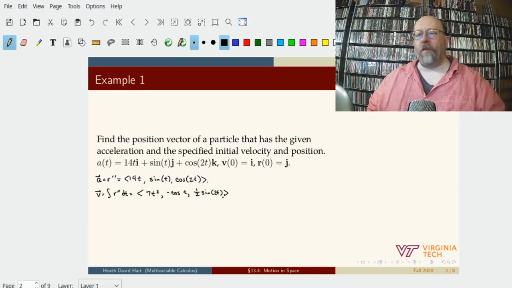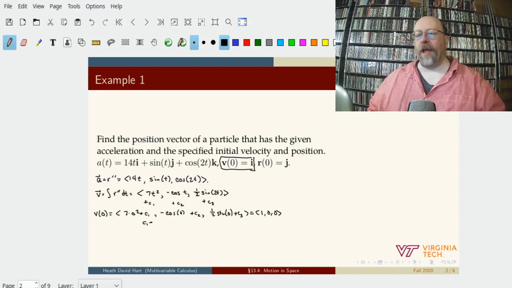But each of these involves a constant. This is 7t squared plus a constant. It's negative cosine of t plus a constant. 1/2 sine of 2t plus a constant. And we know that the initial condition at time 0, the velocity is equal to just the i vector. So velocity at time 0 will be 7 times 0 squared plus c1, negative cosine of 0 plus c2, and 1/2 sine of 0 plus c3, and that equals 1, 0, 0.